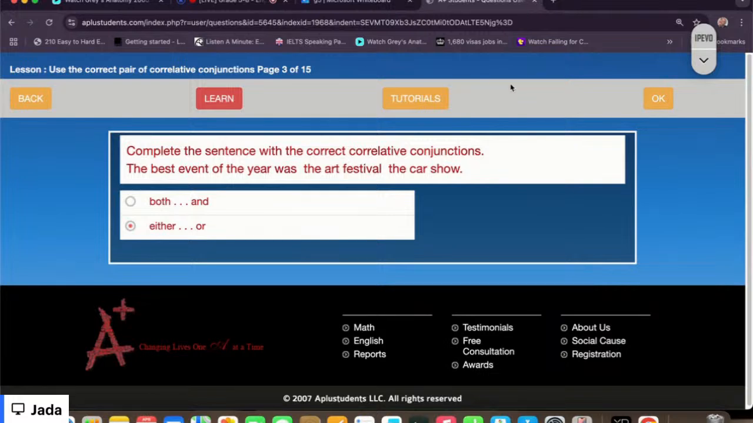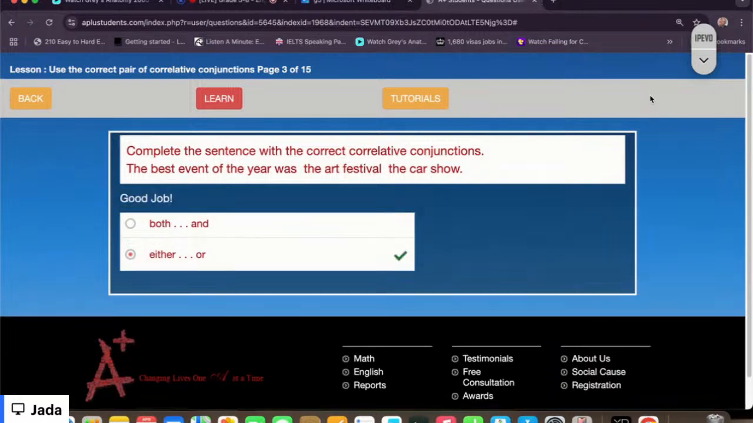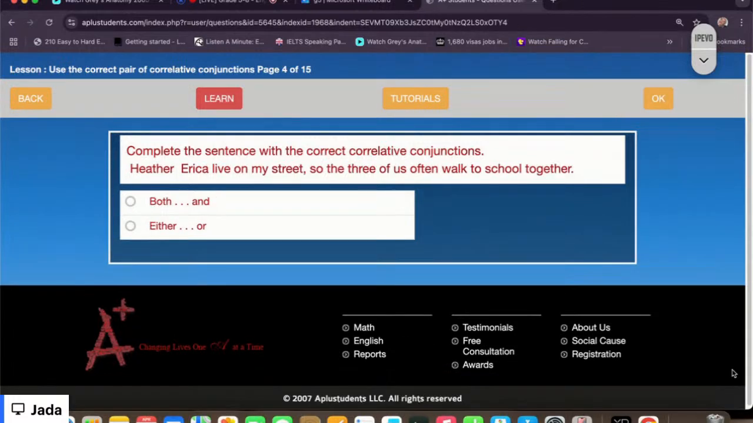So yeah, it's the second one, either or. Heather and Erica live on my street, so the three of us often walk to school together. Both and, either or.